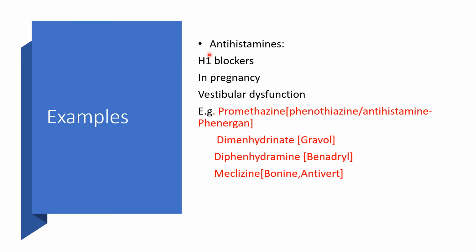Another example would be antihistamines, particularly H1 blockers, useful in pregnancy and vestibular dysfunction. Specific examples will include Promethazine, a phenothiazine and antihistamine with trade name Phenergan. Another example would be Dimenhydrinate, known by many as Gravol, and Diphenhydramine, known as Benadryl, Meclizine as Bonine, Antivert.